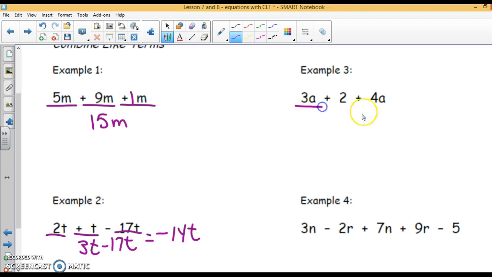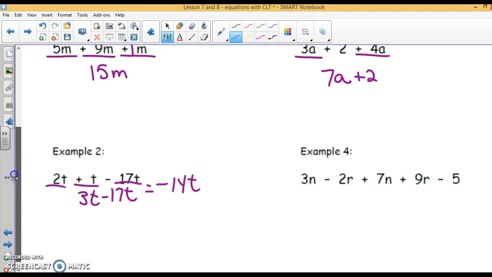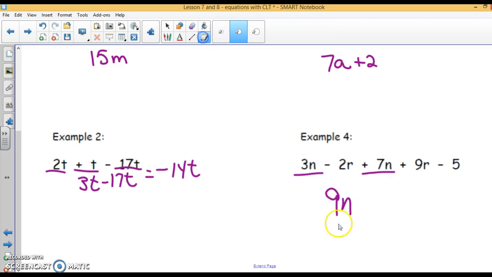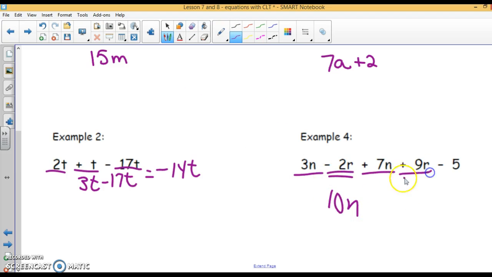Example 3. The like terms. 3a plus 4a is 7a. Bring down the plus 2. I don't have anything I can add to that. And the last warm-up problem. Combine like terms. 3n plus 7n is 9n. No, it isn't. It's 10n. And negative 2r plus 9r is positive 7r. Bring down the minus 5. That is a review of combining like terms.